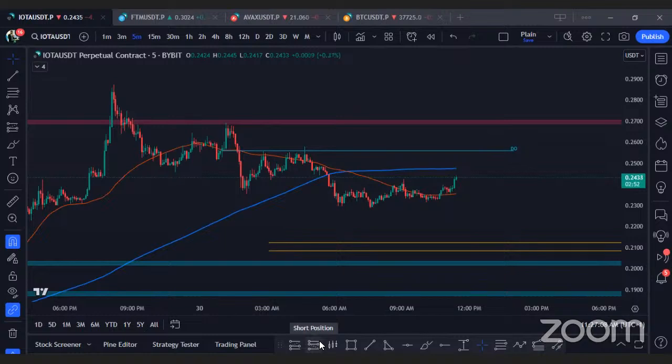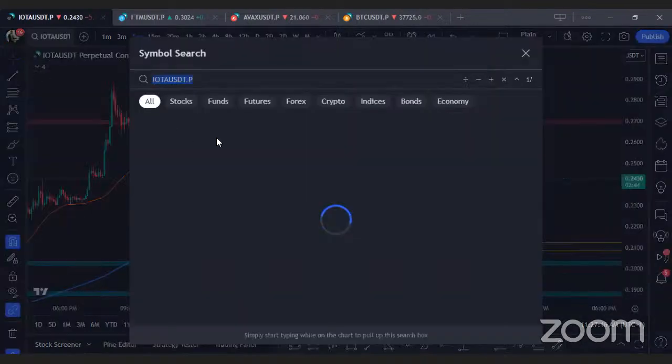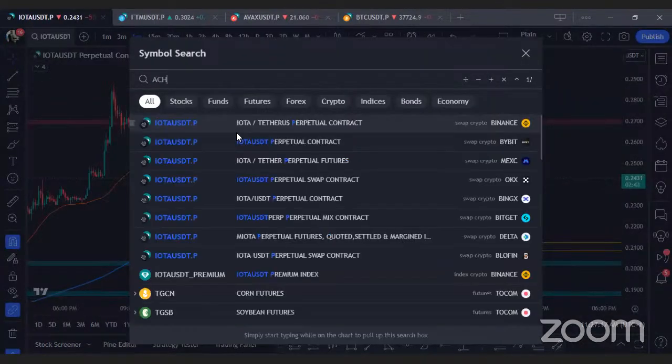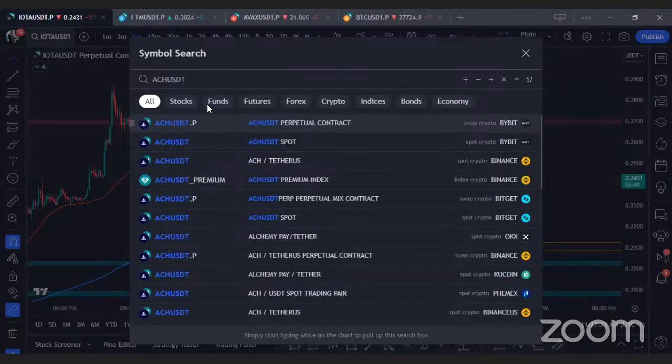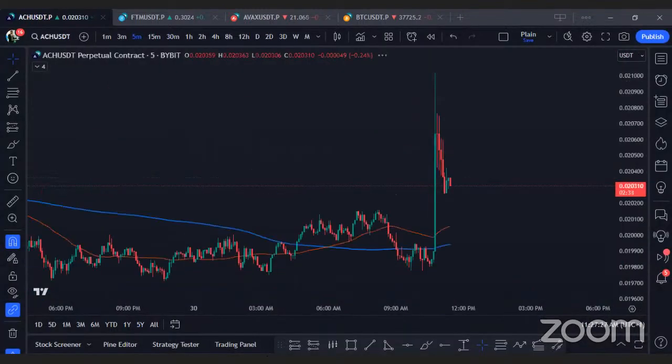All right, so for leverage stream, that's what I'm looking at for this. And then the next token there will be ACH. I'm currently on ACH. I don't know, what are you looking at? ACH, USDT. Essential mark. What are you looking at for ACH?